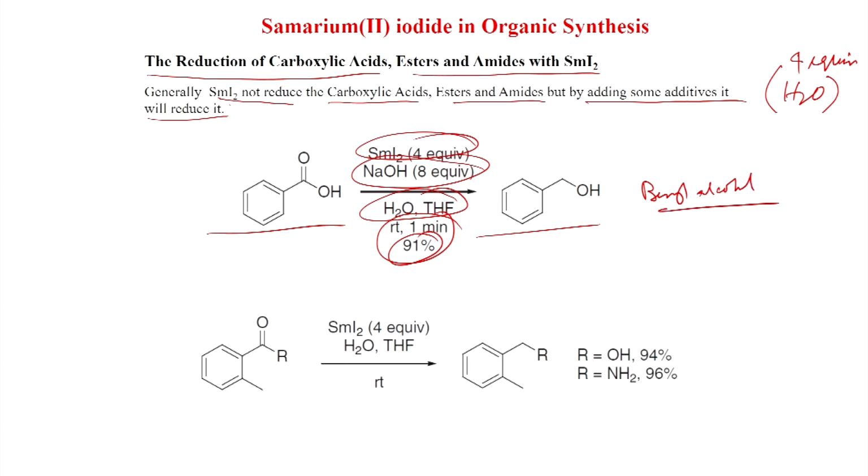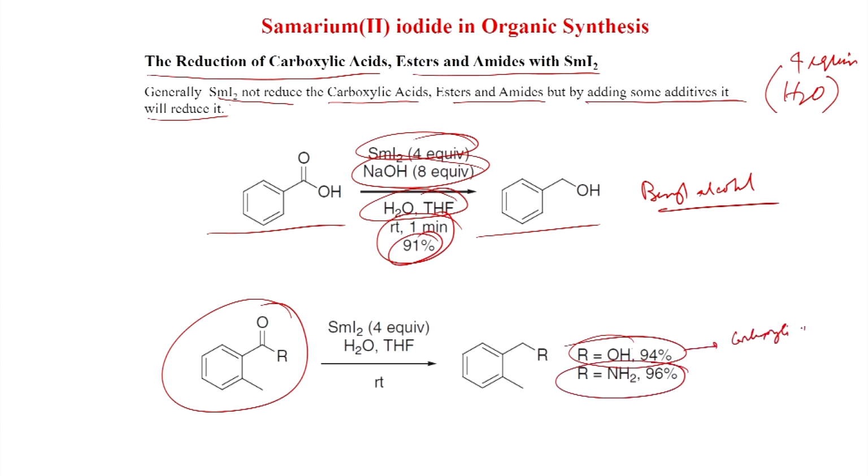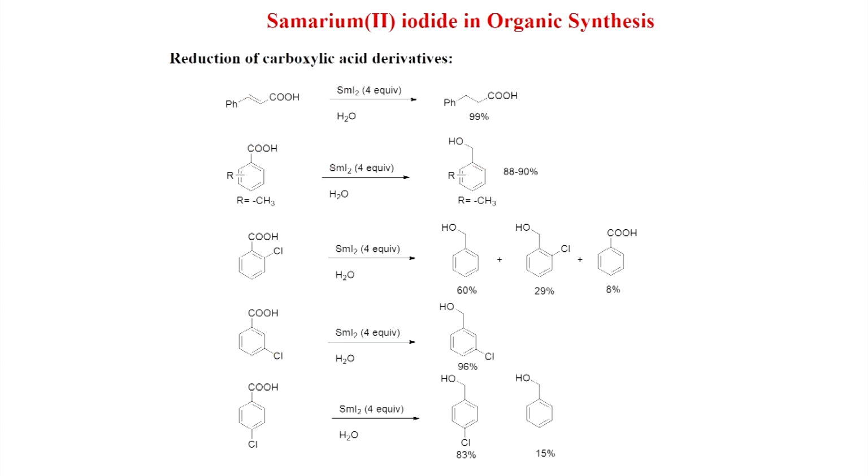Here base is not added. So, if R is equal to OH, that is the carboxylic acid, only the methyl group is present, and R is equal to NH2, so this is the carboxylic acid, and this is the amide. We will see some more examples.